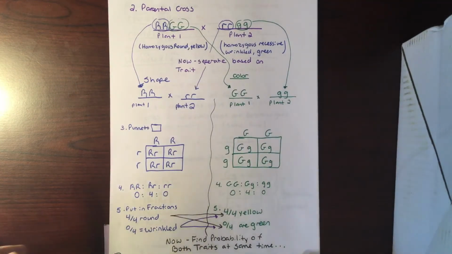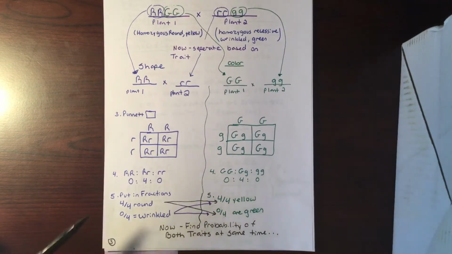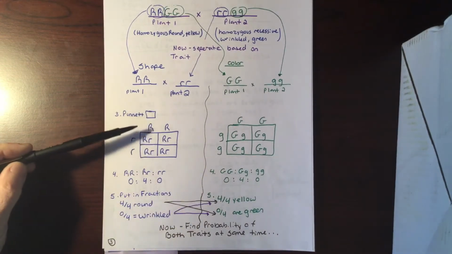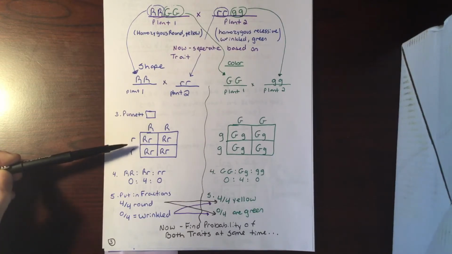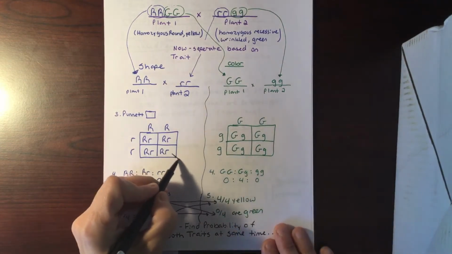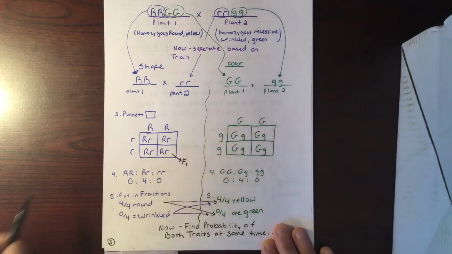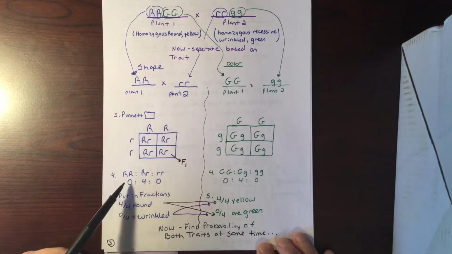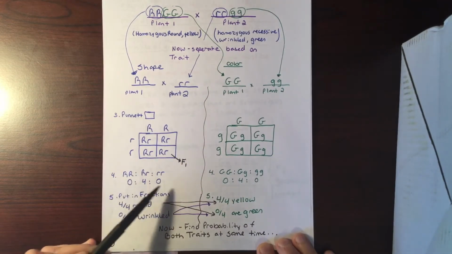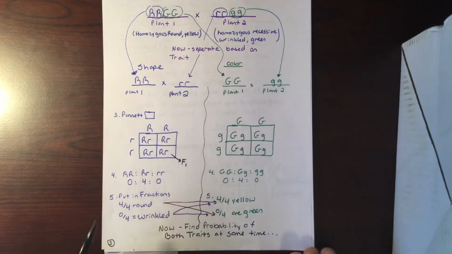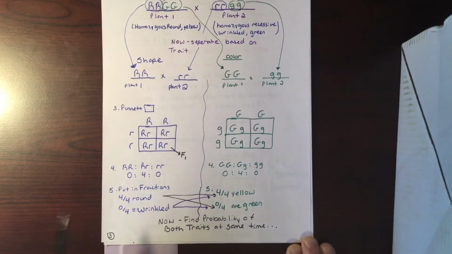So here's my advice. When you get down to that phenotype, put it in fractions. So I have, as I go through, big R, little r, all of these F1s that I see here, all those F1s are going to be big R, little r. So genotypically, I have 0, 4, 0. Phenotypically, how many are round out of those 4? Well, all 4 out of 4 are round. How many are wrinkled? 0. I don't have anything in there that is wrinkled. So 0 out of 4.